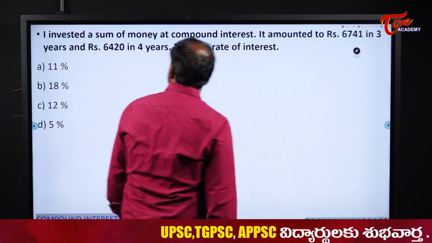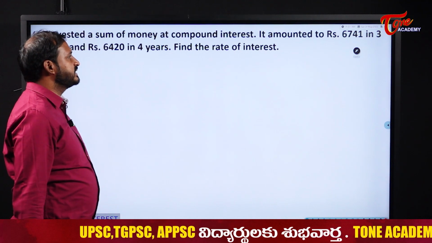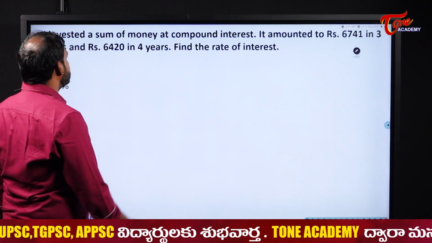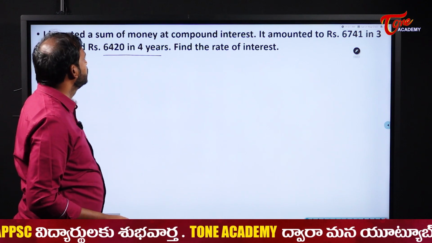Next one, we will see. Don't worry. Now, I invested a sum of money at compound interest. It amounted to 6741 in 3 years and 6420 in 4 years.